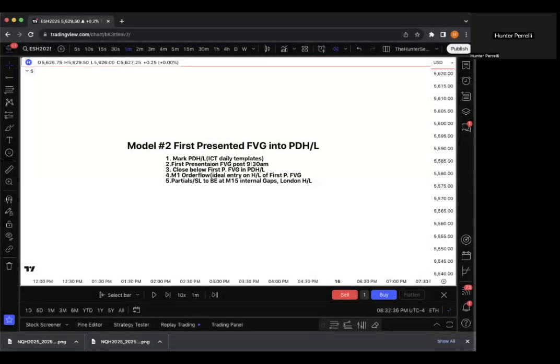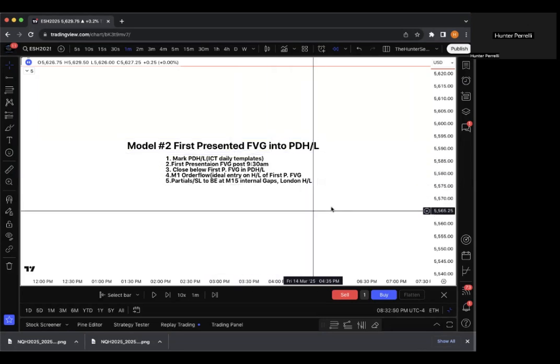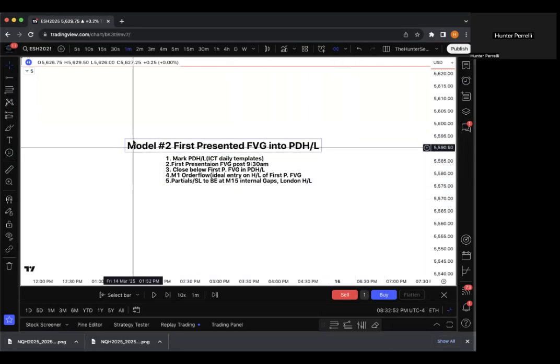We're going to be going over model number 2 using our first presented fair value gap after 9:30. We're not going to waste any time. I would like to keep these somewhat short, under half an hour when I'm going over the model, and then the recaps around 15, 20 minutes. We're going to jump right into it.